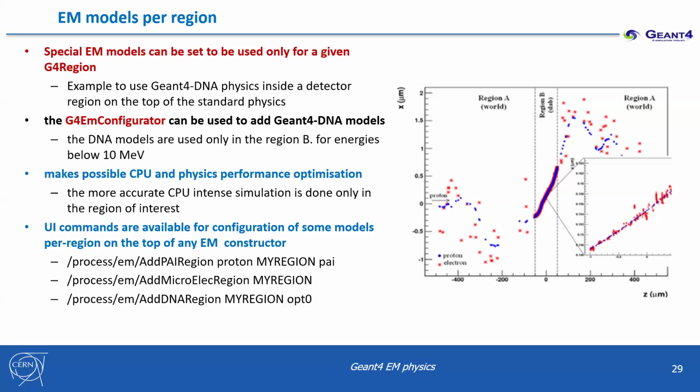There are UI commands at the bottom for the Pai region. So a model which is accurate. Pai provides very good sampling of fluctuations, which may be very useful for a gaseous detector. You define your region and apply Pai models there. You may apply even DNA models there. Or Microelec, which is another model that is very precise, but quite slow.